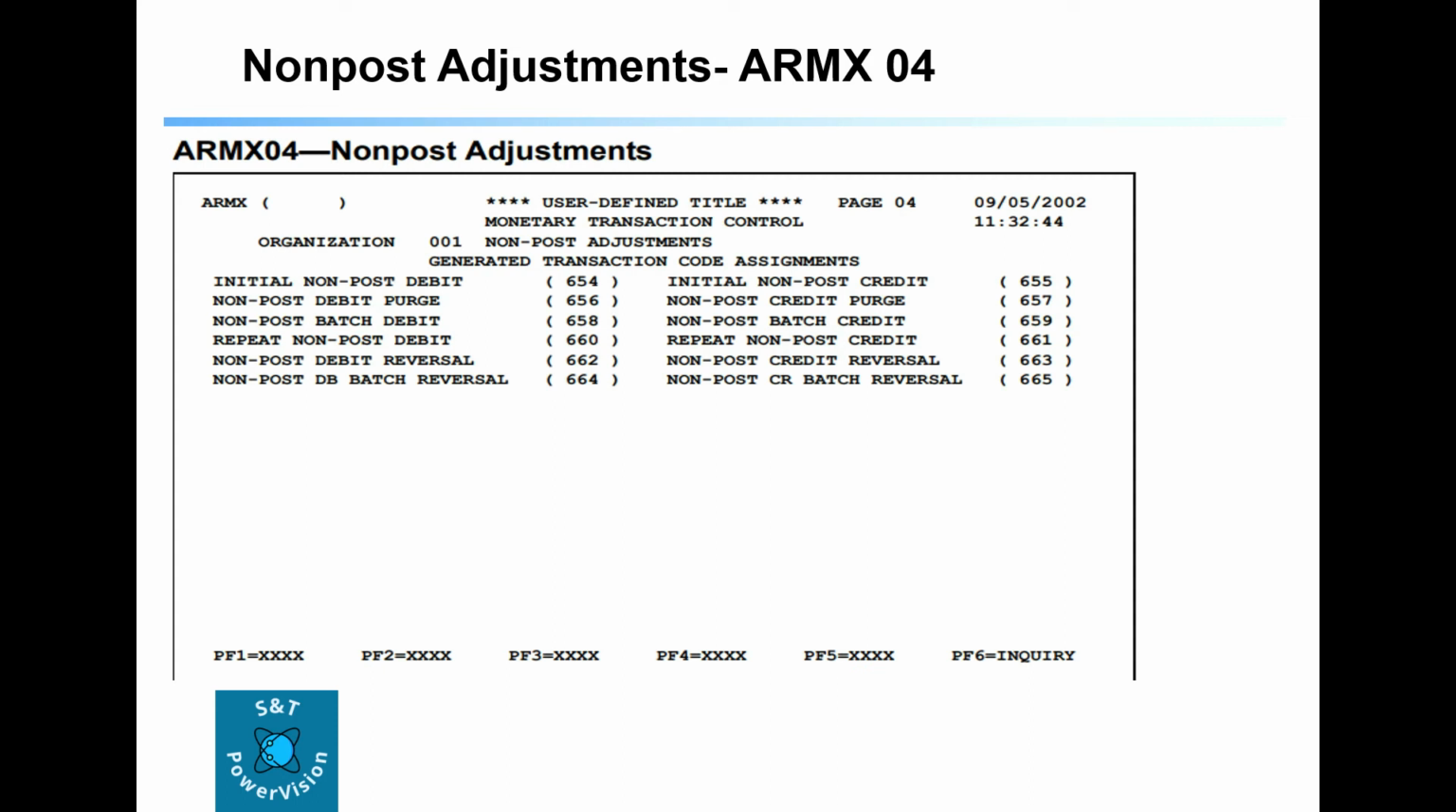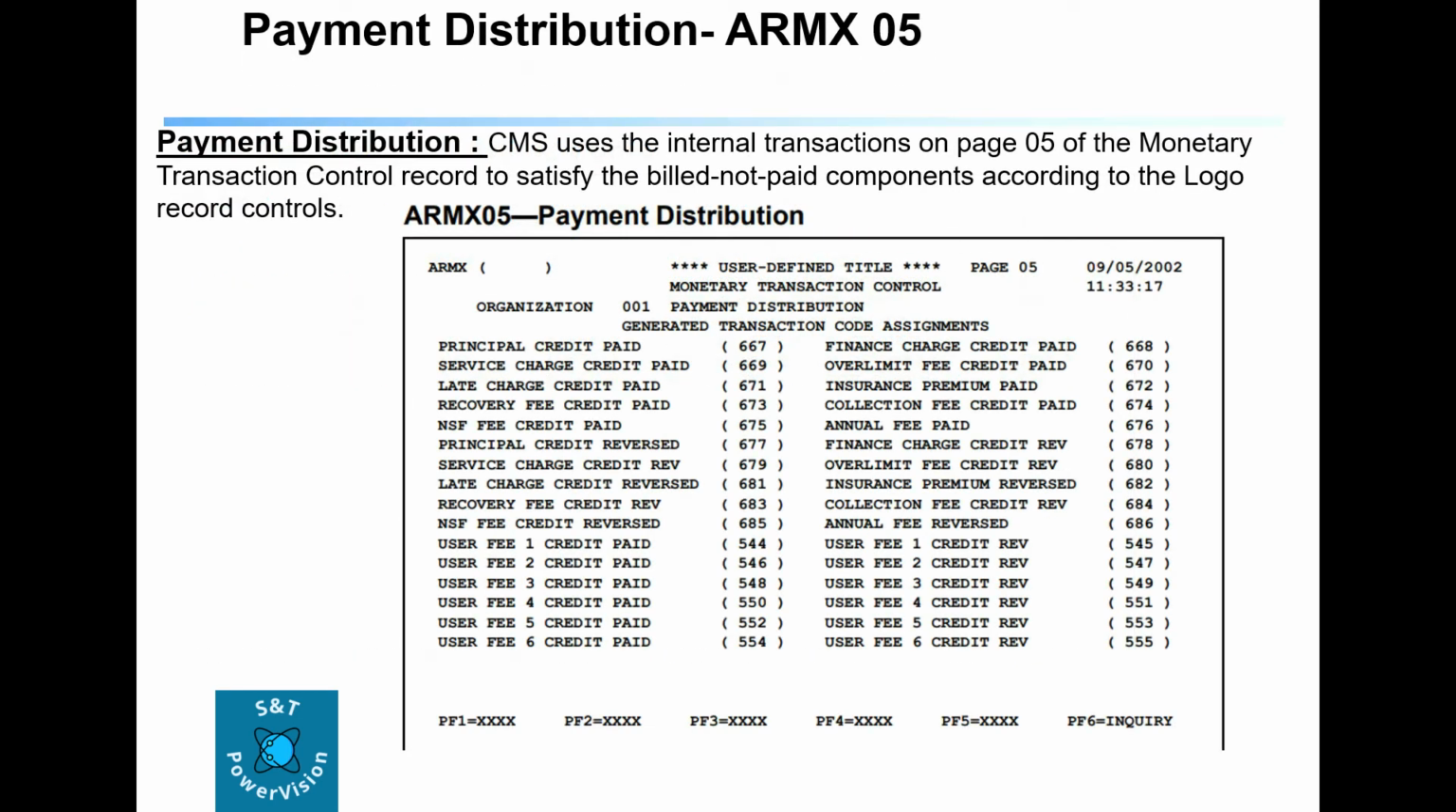So this is the ARMX04 non-post adjustment. Here there is no need to remember all the details because nobody can remember them by heart. Just remember that ARMX04 is for non-post adjustment and what the non-post adjustments are. Now payment distribution, that is ARMX05. CMS uses the internal transactions on page 05 of the monthly transaction control record to satisfy the billed but not paid components according to the logic record control. Logic record control is defined on the ARML14 screen only.